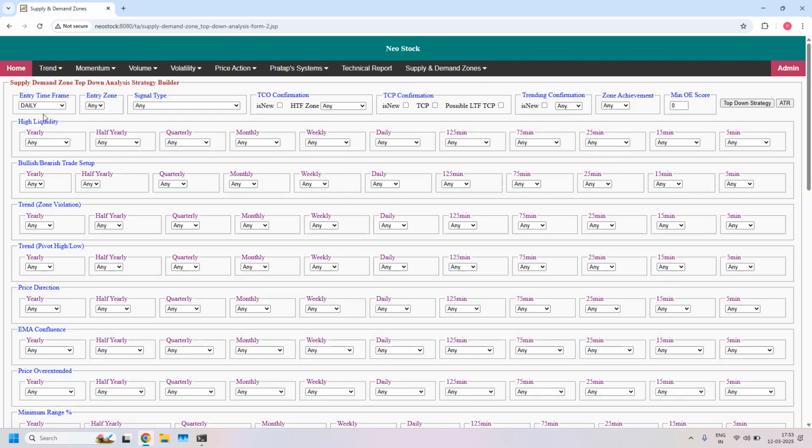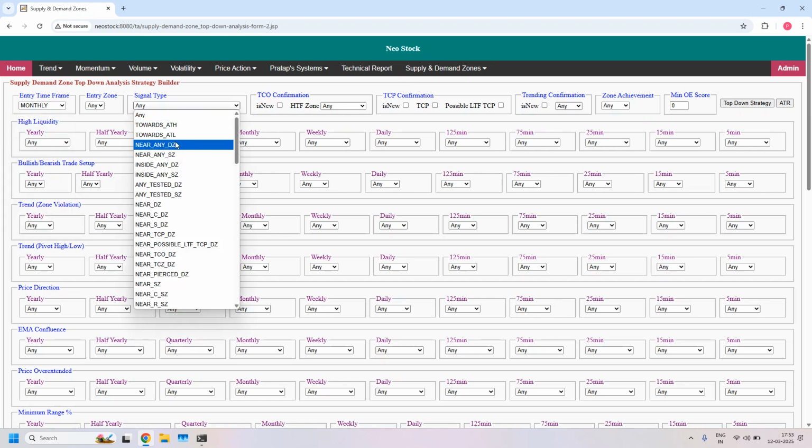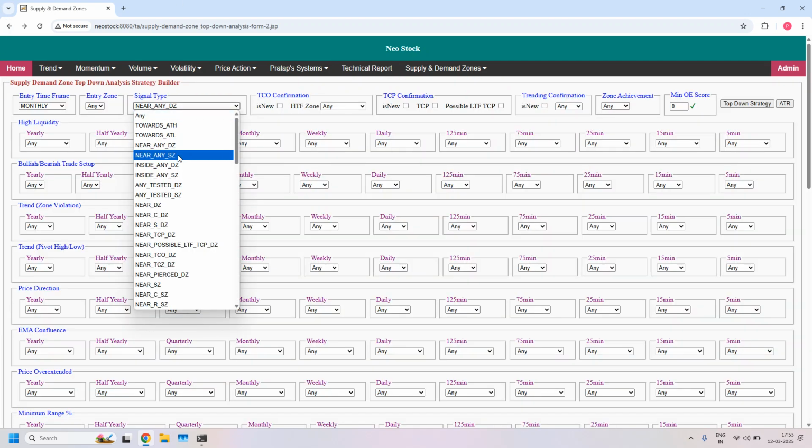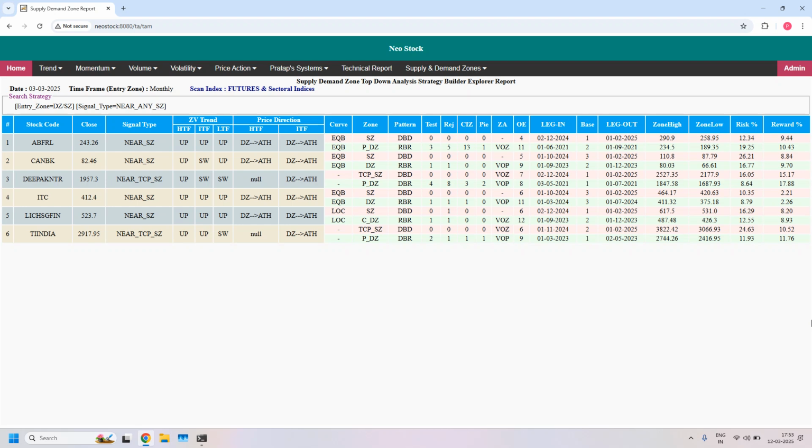Next time frame is monthly. Stocks near monthly demand zone. We got 12 stocks. Next, stocks near monthly supply zone. We got 6 stocks.